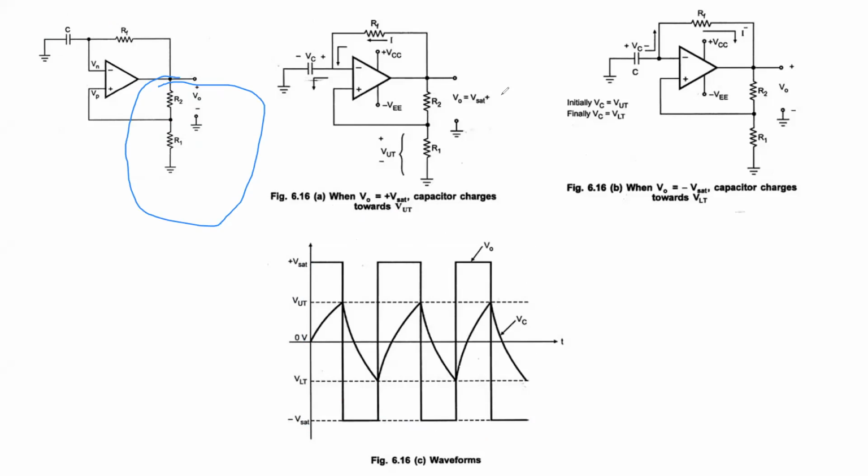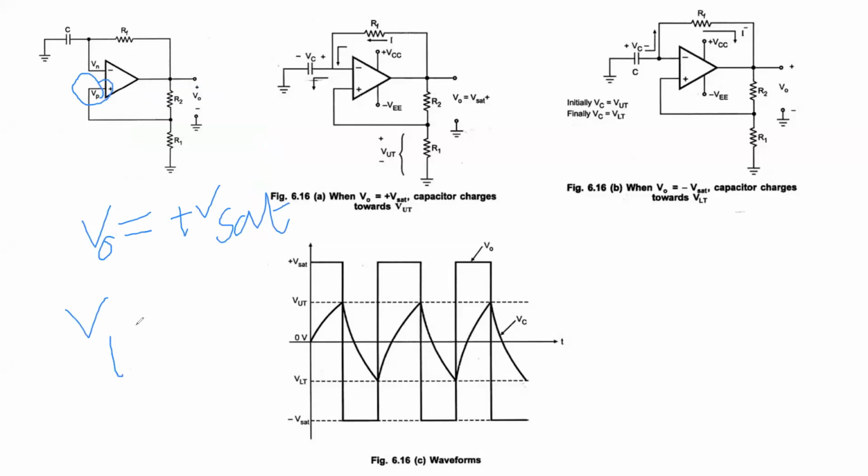So can anyone tell me, when V naught equals plus V sat, what is the voltage of Vp, the voltage at the non-inverting terminal?